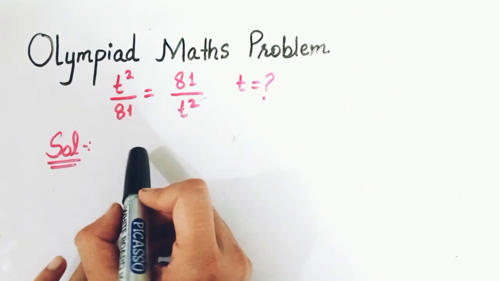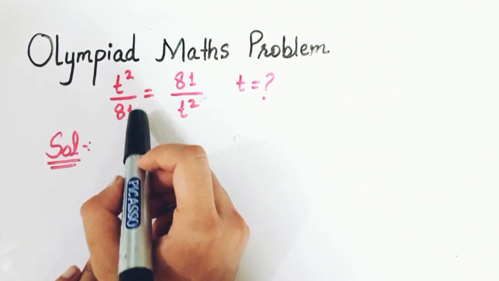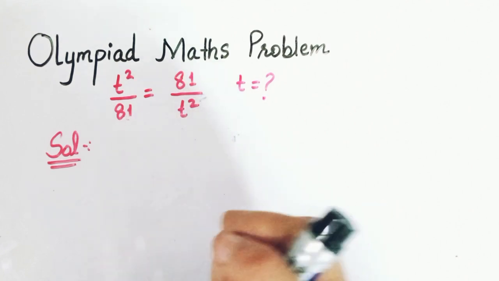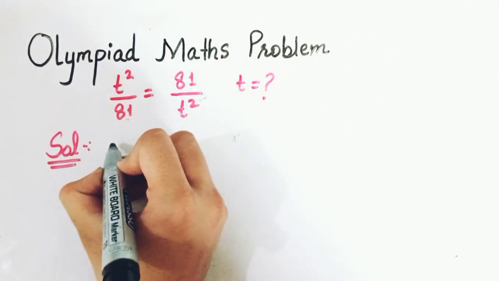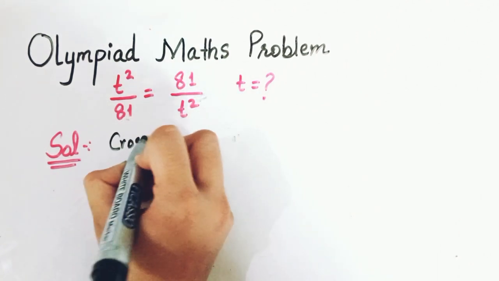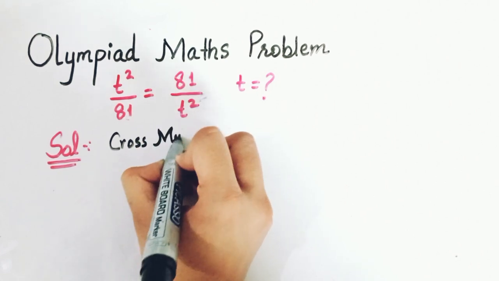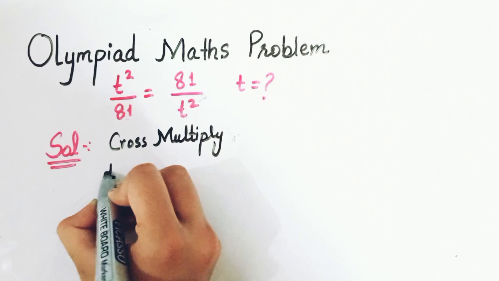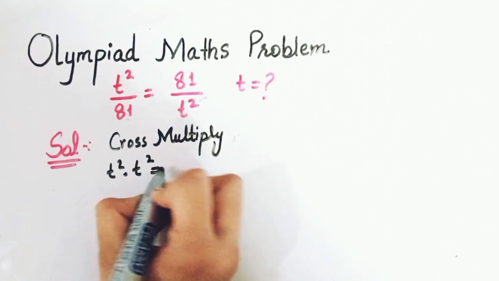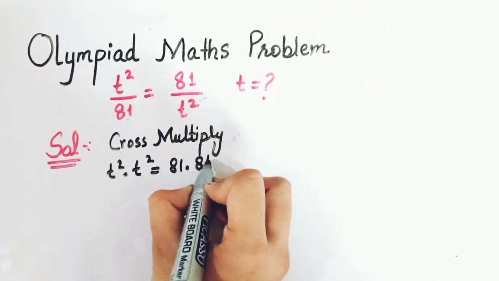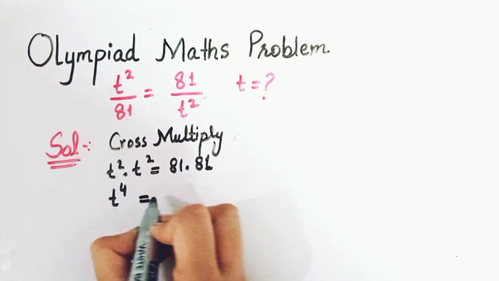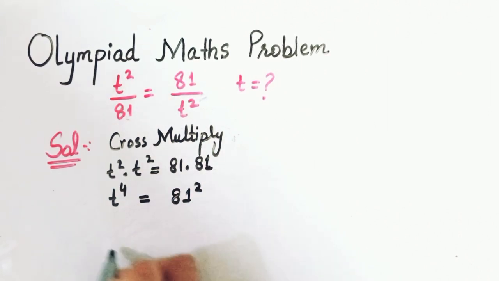In today's video, we will solve a very interesting problem that is t square by 81 equals 81 by t square. So we will start solving this question by using the cross multiplication rule. So cross multiply t square into t square, 81 into 81. So this will become t power 4 and this will become 81 square.